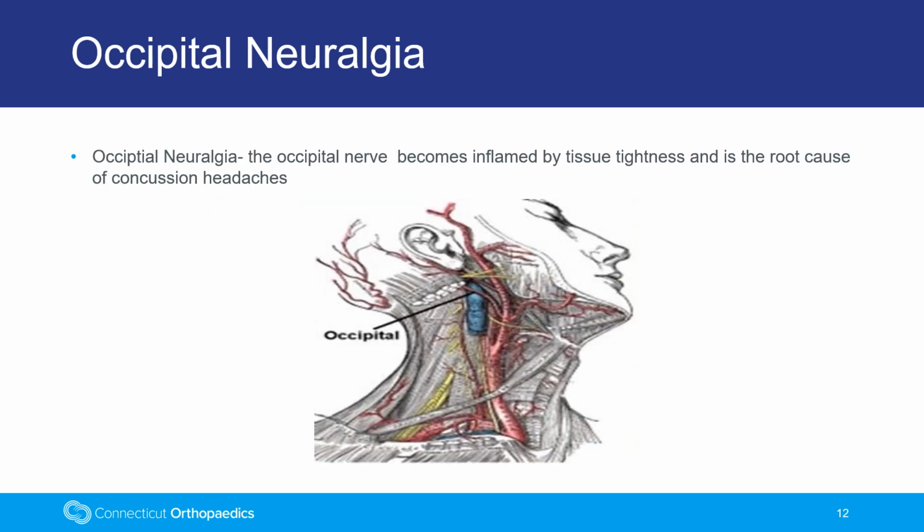Occipital neuralgia is when our occipital nerve becomes inflamed by tissue tightness and is the root cause of concussion headaches. Symptoms of occipital neuralgia include continuous aching, burning, and throbbing, with intermittent shocking or shooting pain that generally starts at the base of the head and goes to the scalp on one or both sides of the head.